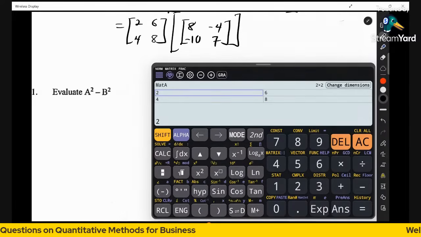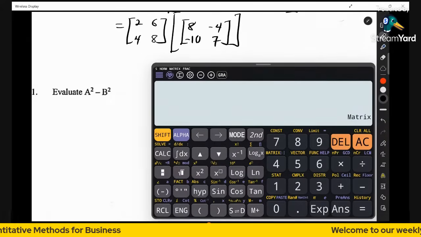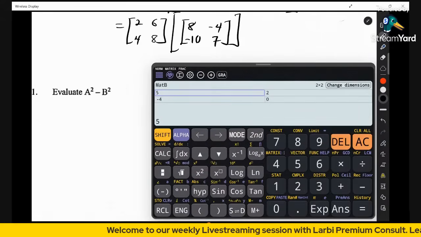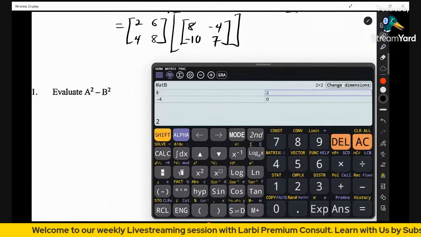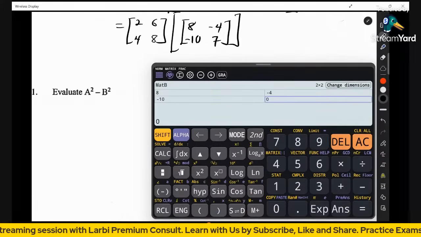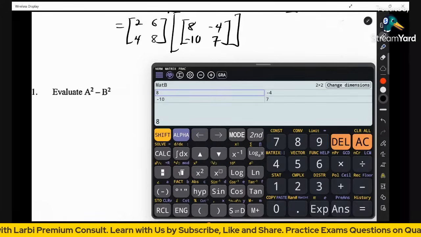So I'm done. Now press AC, and I'll go to shift, I'll go to 4, and I need to identify my matrix B. So that one too, the first entry is 8, the second is -4, the third is -10, the fourth is 7. So once I'm done, that is fine.